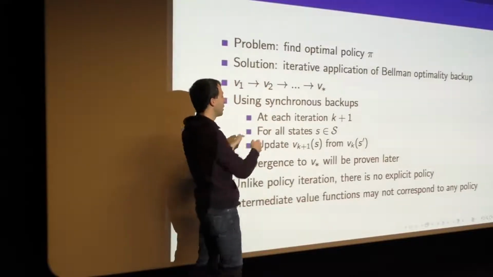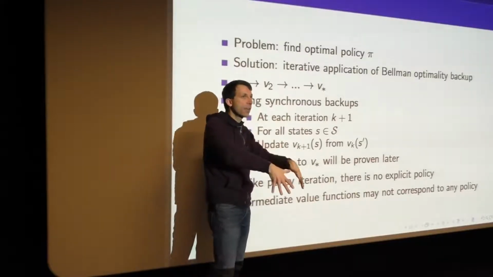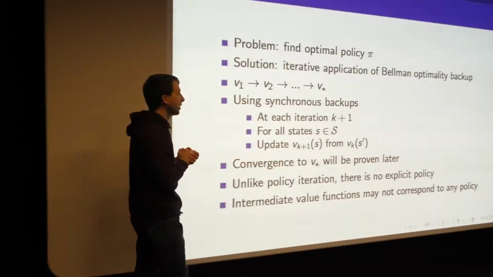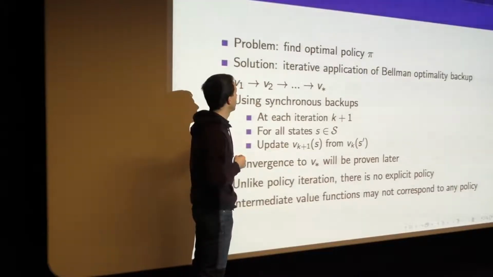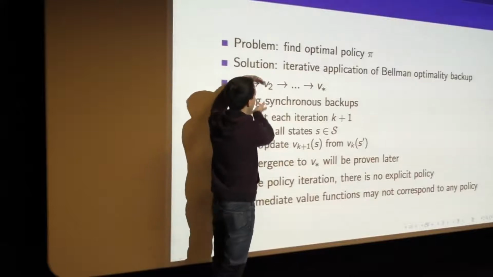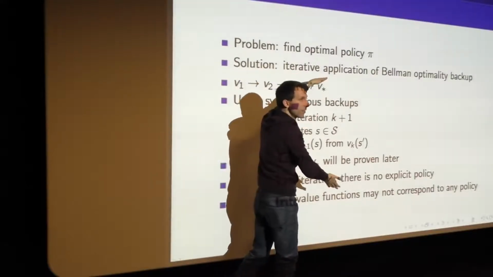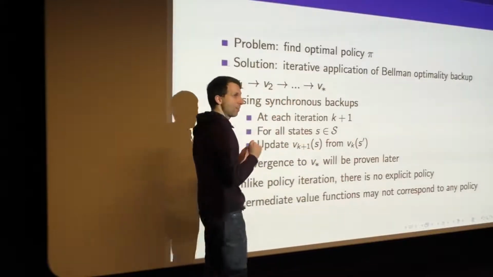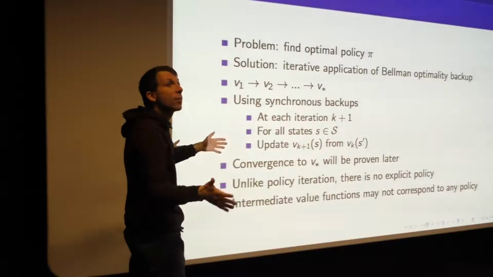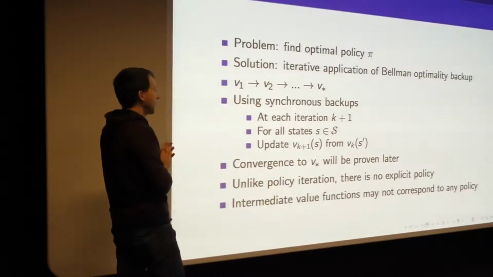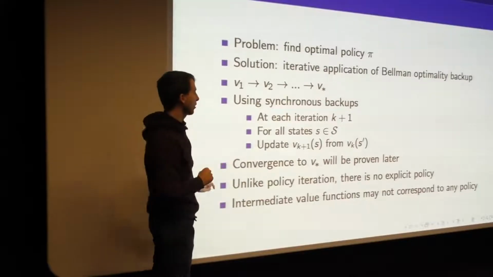So each iteration, we consider each state in turn, and we do one of these one-step look-aheads from that state, using our previous iteration to seed the values. We build a whole new value function, and then we build a whole new value function again, and again. And the question earlier was, do you always have to build the entire value function? We'll see that you don't actually in the next slides. But convergence to V star, we can again prove using a contraction mapping.